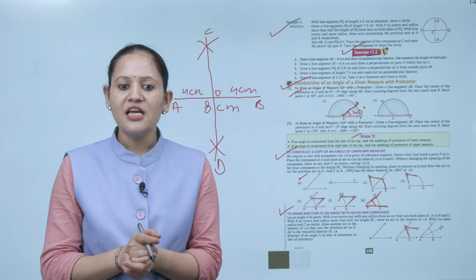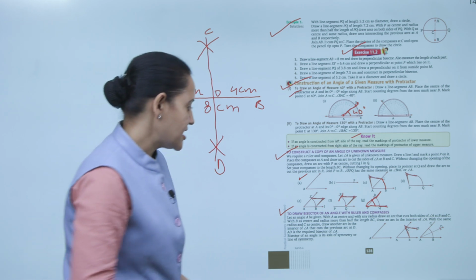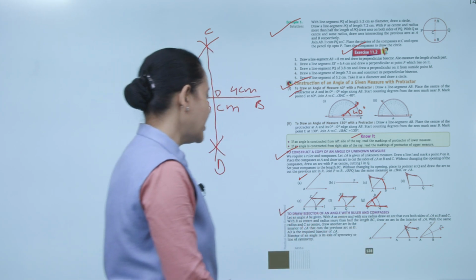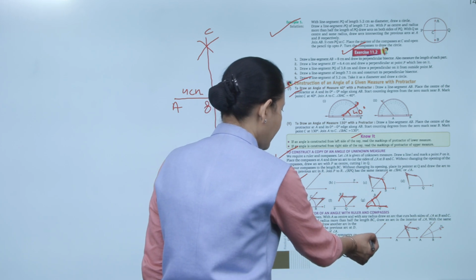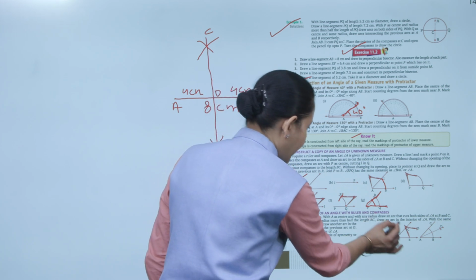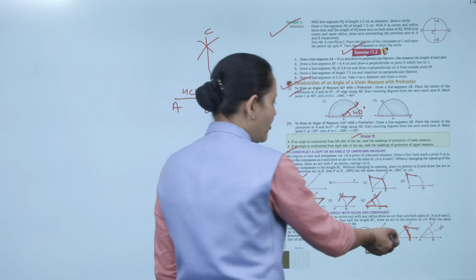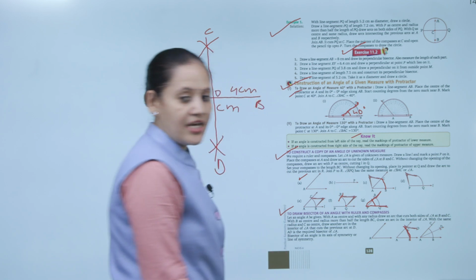Bisector of an angle is its axis of symmetry, or the line of symmetry. Suppose we have to draw the bisector of angle A. So what we'll do? First, we'll take A as a center and with any radius we'll draw an arc like this. Clear? Now it will cut the angle A at two points B and C.